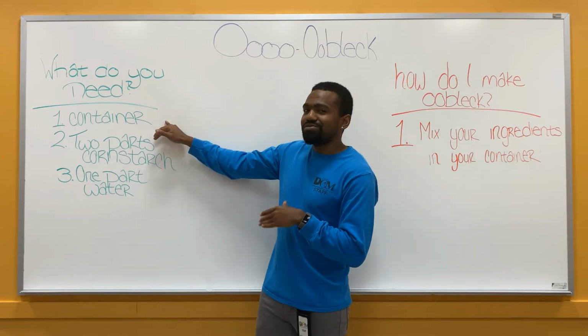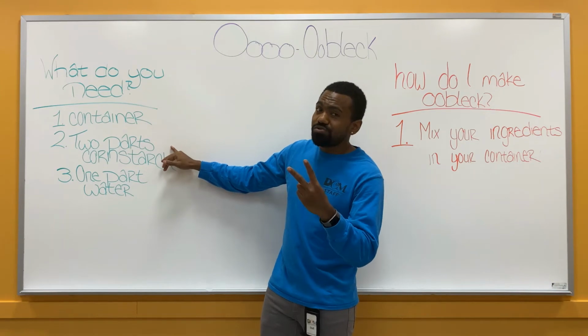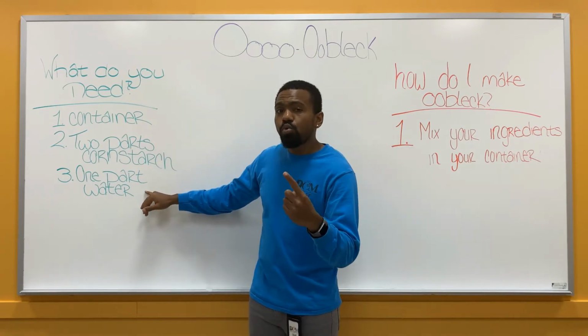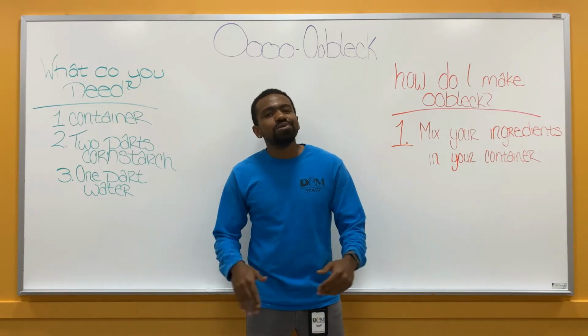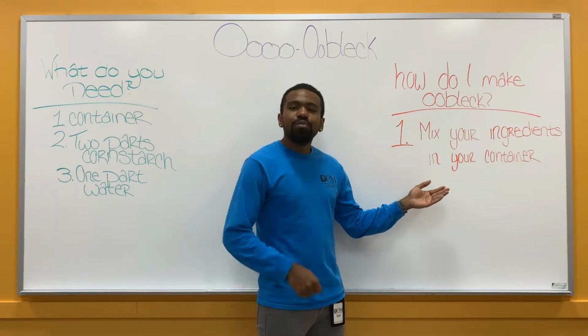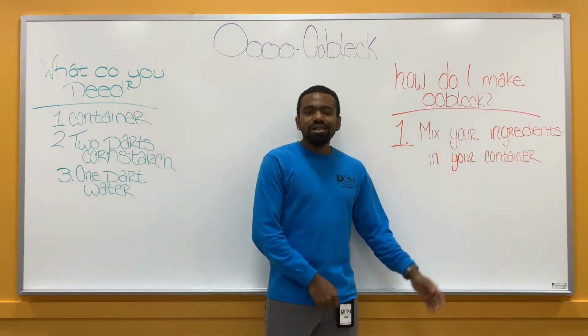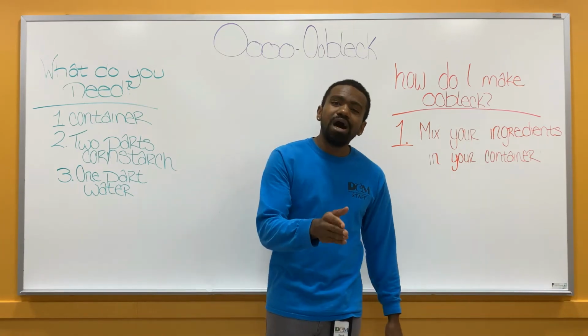We need a container to make our Oobleck in. We need cornstarch, 2 parts cornstarch for every 1 part water that you use. Alright, so how do we make this Oobleck? All we do is put all of our ingredients in the container and we mix it all about. Let me take you guys on a video demonstration pointing out the key concepts behind Oobleck.